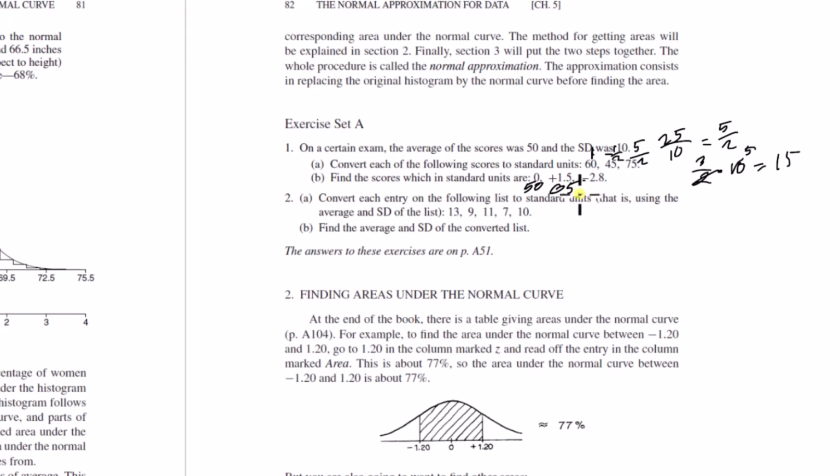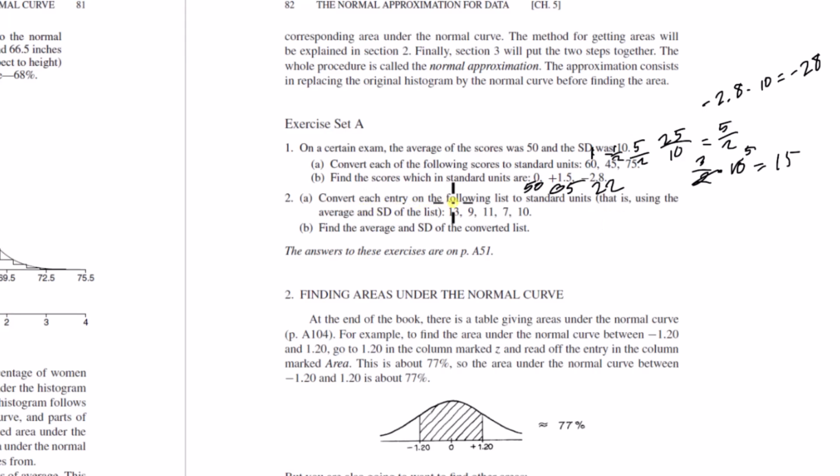So this is 65. What about minus 2.8? How many units is minus 2.8 standard deviations? If something is 28 units above or below the average, that means it's 2.8 standard deviations above or below the average. This is 2.8 standard deviations below. What is 50 minus 28? 22. 22 is 28 units below the average.